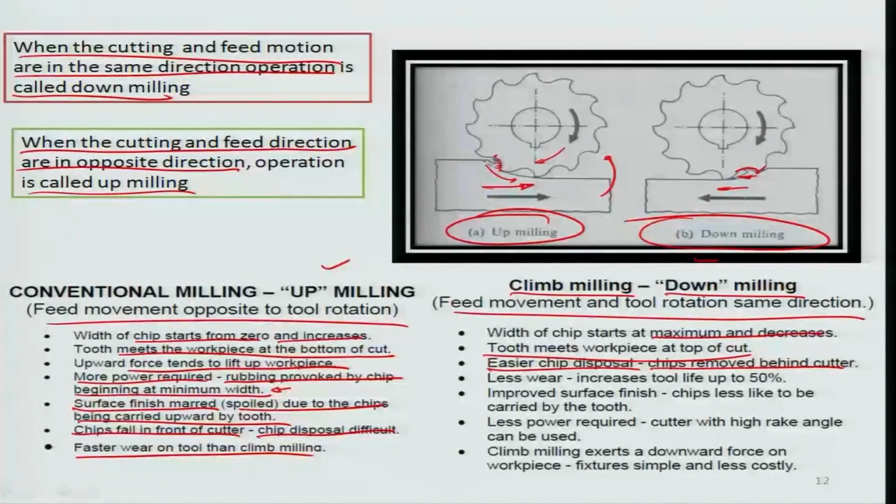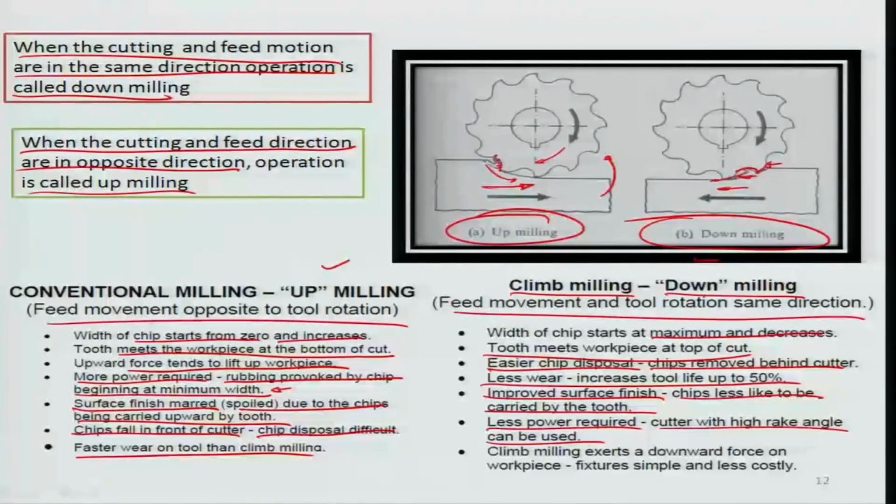So, basically you can say that at least the finished part or the finished surface is not affected by the chip, because whatever chip is produced will go down in the area which is again to be cut. So, you have less wear and tool life increases by up to about 50%. It results in improved surface finish, of course. The chips are less likely to be carried by the tooth into the finished zone, and so less power is required.